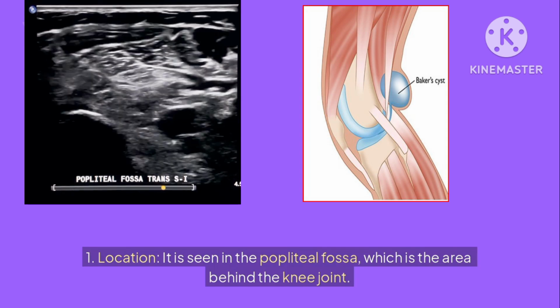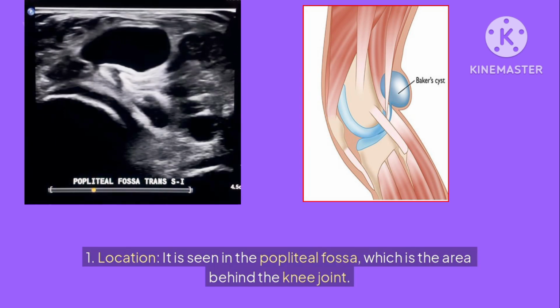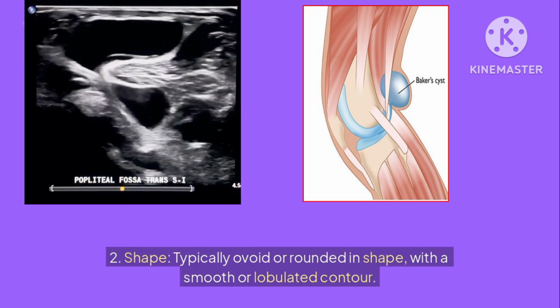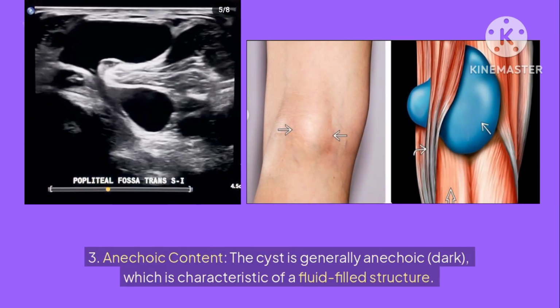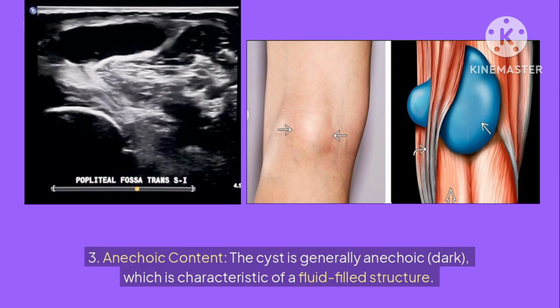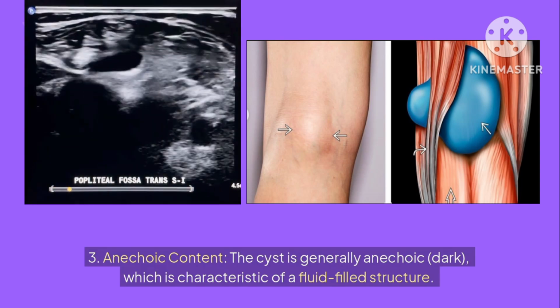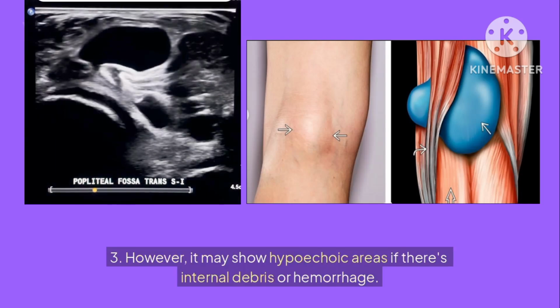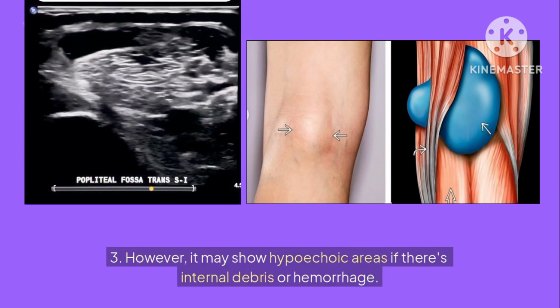1. Location. It is seen in the popliteal fossa, which is the area behind the knee joint. 2. Shape. Typically ovoid or rounded in shape, with a smooth or lobulated contour. 3. Anechoic content. The cyst is generally anechoic, dark, which is characteristic of a fluid-filled structure. However, it may show hypoechoic areas if there's internal debris or hemorrhage.